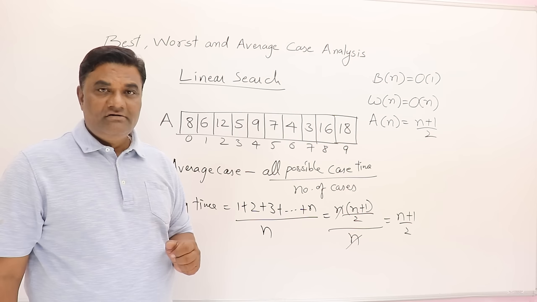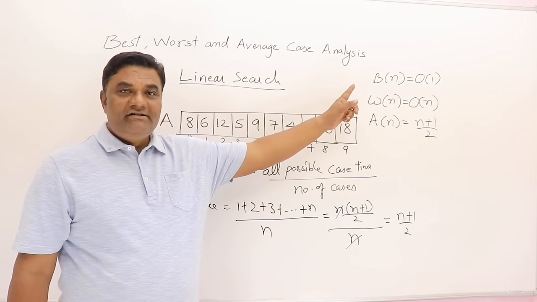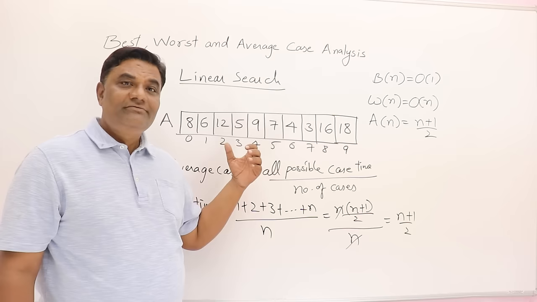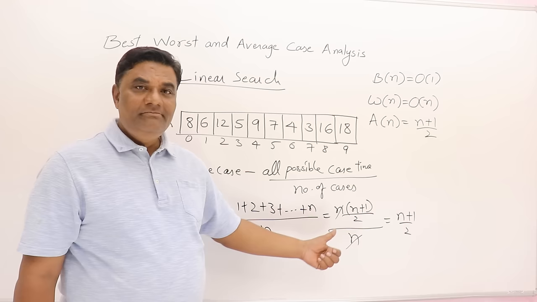Right? So now you have best case and its time, the worst case and its time, and the average case. In average case, I consider all possible cases. N elements are there, n possible cases. You may be searching for first element or second element or third element, any element. So for each, I have taken the time and divided by the number of cases, n. So this is n plus 1 by 2.